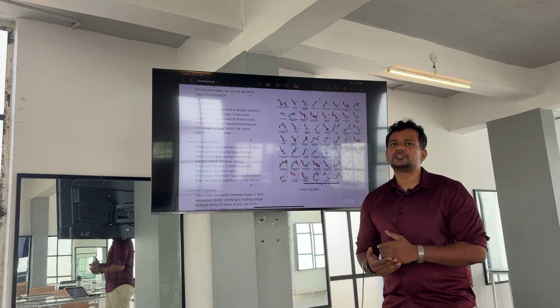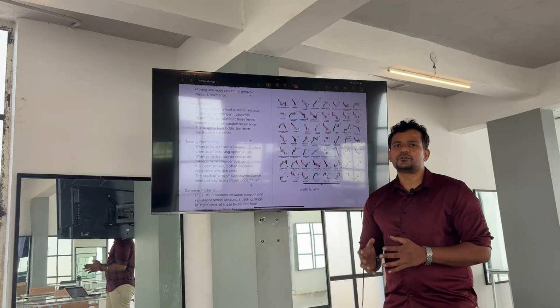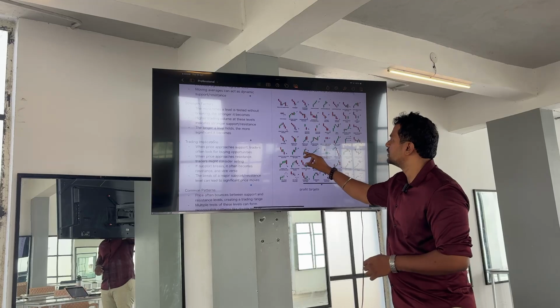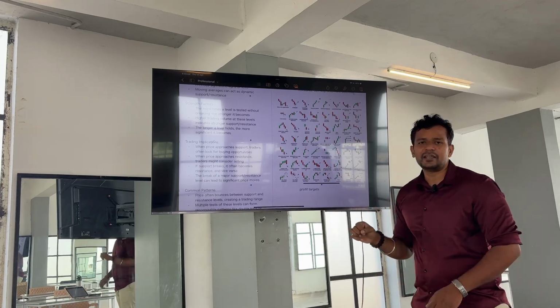So in order to protect your capital, we will have to keep a stop loss in every trade, and that is what we see here. We'll see an example on a live market also.